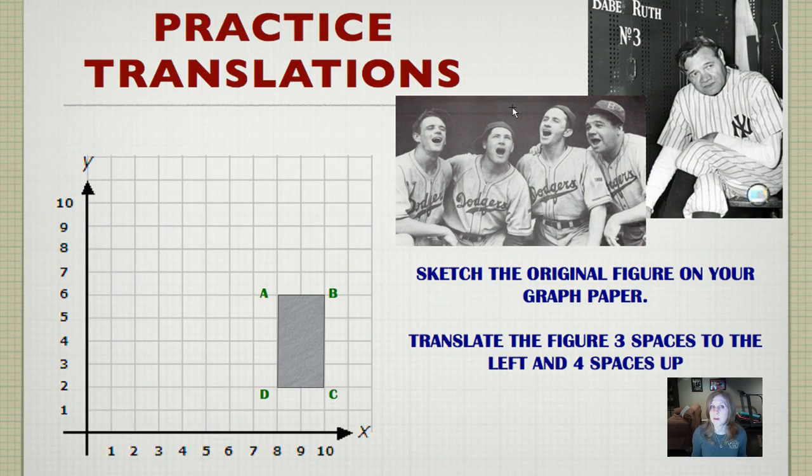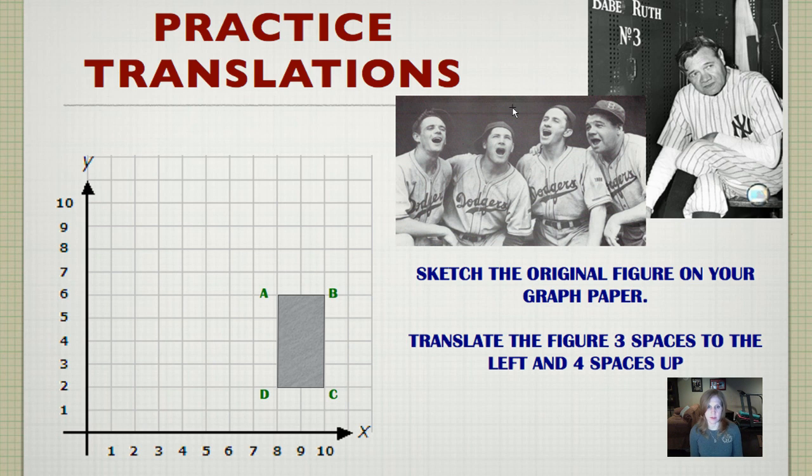So we're going to practice translations. You have grid paper in your flip journals. So go ahead and use your knowledge of coordinates, what we did at the beginning of the lesson, to draw in the figure that's already there and label it. And then go ahead and translate the figure 3 spaces to the left and 4 spaces up. Pause it and push play when you're ready to check it.